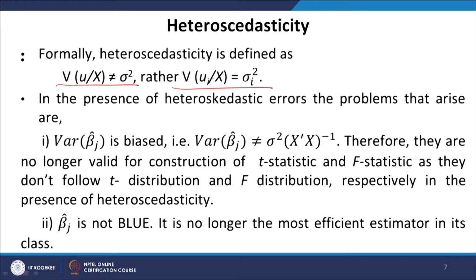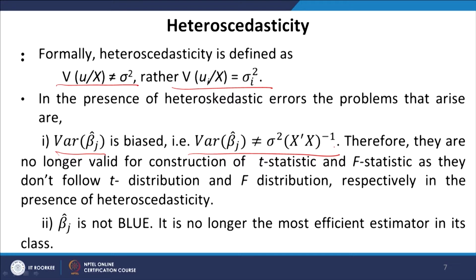In the presence of heteroscedastic errors, the problems that arise are, first of all, the variance of beta j hat is biased, which I have just mentioned, that is, the variance of beta j hat is not equal to sigma square (X prime X) inverse. Therefore, they are no longer valid for construction of the t statistic and F statistic, as they do not follow the t distribution and F distribution anymore in the presence of heteroscedasticity.